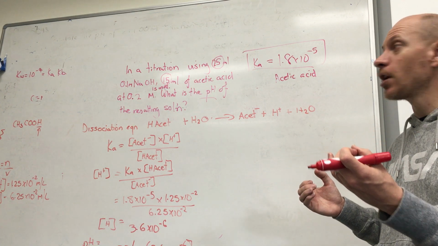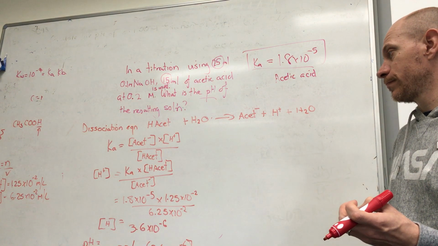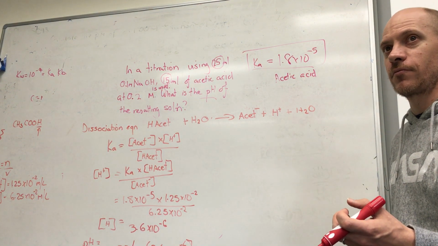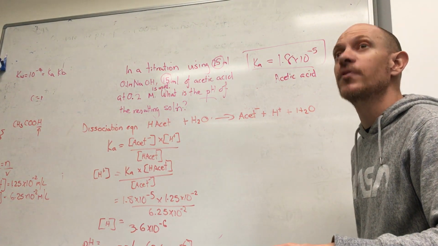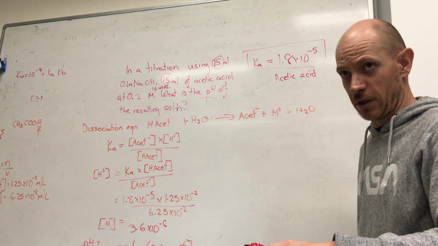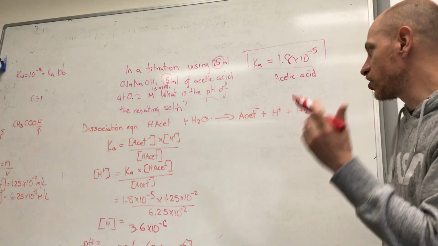Okay, so could you say that with 6.25 times 10 to the minus 2 you're going to have 6.25 times 10 to the minus 2 moles of acetate? Yep. And moles of sodium? Yep. Okay. Let's look at a titration curve.